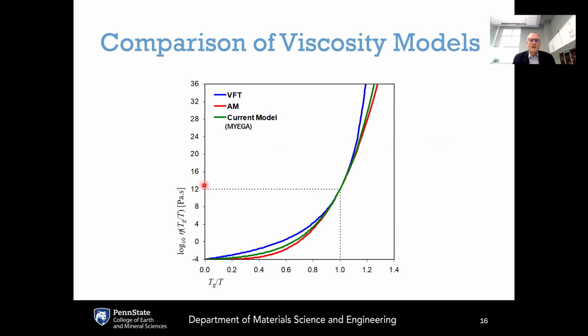So this shows the Angell diagram here in this box that goes up to the dashed line of 12, and from Tg over T equals 0 to Tg over T equals 1. So everything inside this dashed box is the Angell diagram, but then we extrapolate this to even lower temperatures to see some of the differences in the shapes of these models at low temperatures.